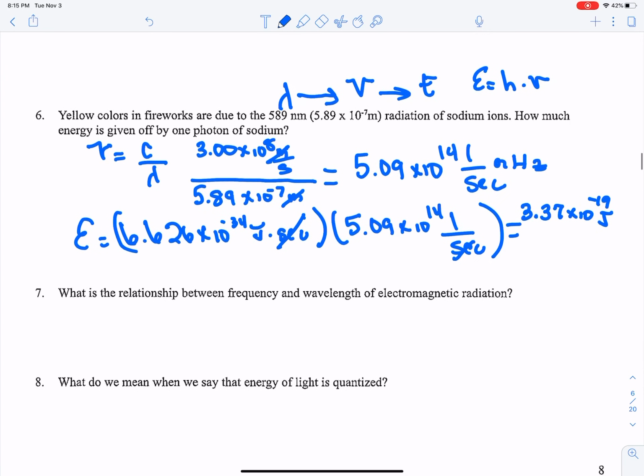So that's all I'm going to talk about tonight, but those are some examples of how to do energy, frequency, and wavelength problems.